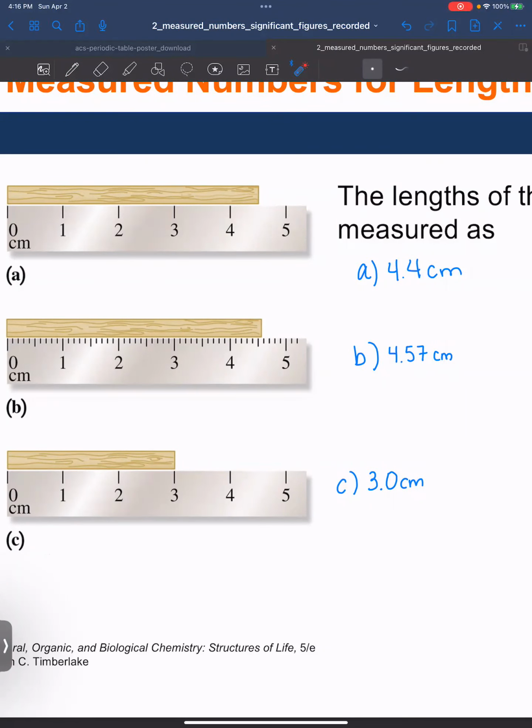Now, if there's a difference in the estimated digits, that's okay. But the more important thing is that we did write a number in the 10th place because we must include that estimated digit. If you just wrote 3 centimeters without the 0, then it would not be the correct way to report this measured value.